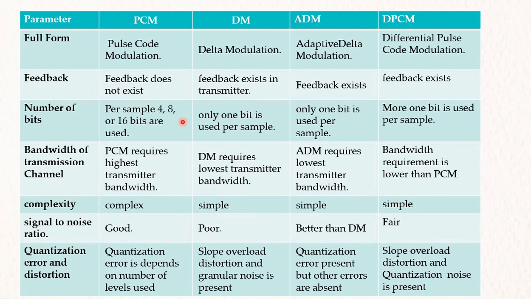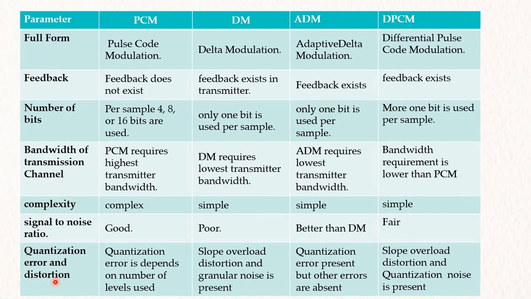Signal to noise ratio of PCM is good. The DM has a poor signal to noise ratio, because here two types of noise are there: slope overload and granular noise. Now in case of ADM we have removed the two types of noise, therefore it has a better signal to noise ratio than DM, and the DPCM has a fair signal to noise ratio.